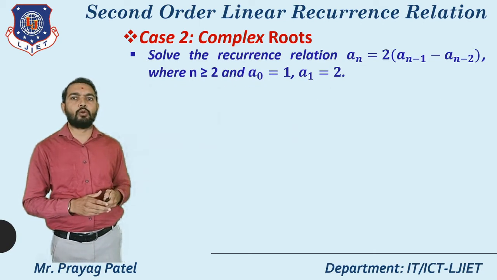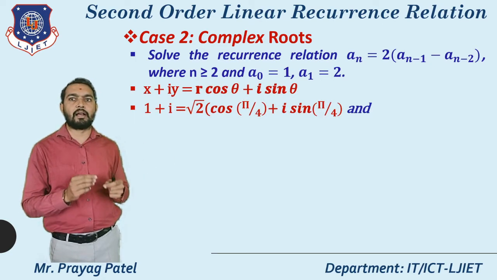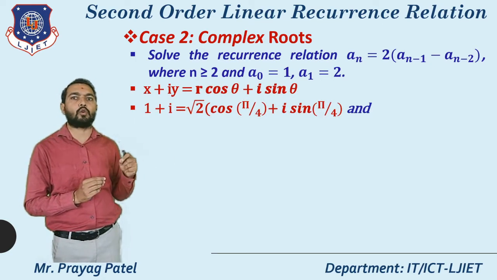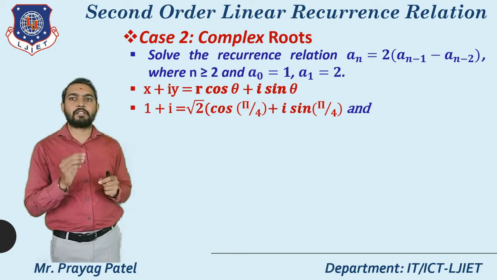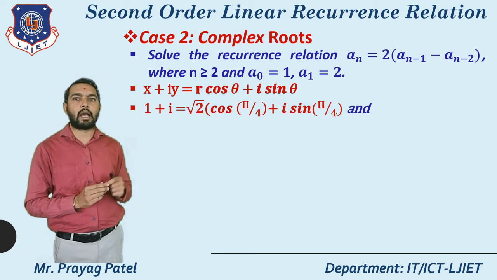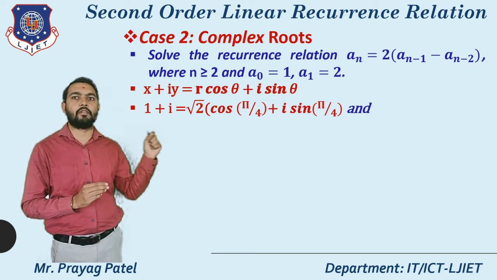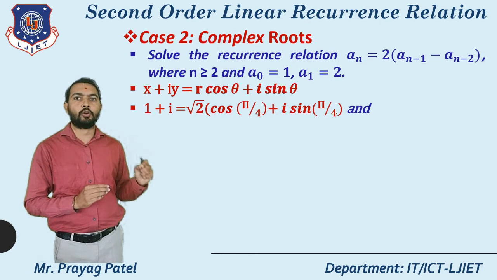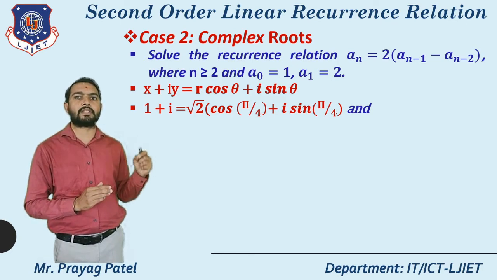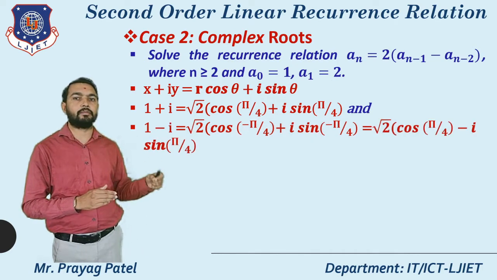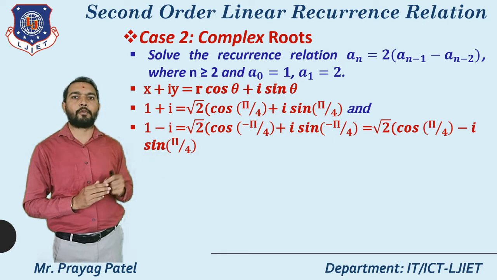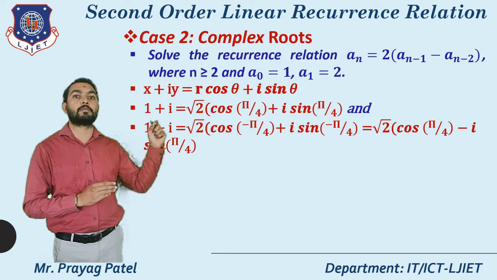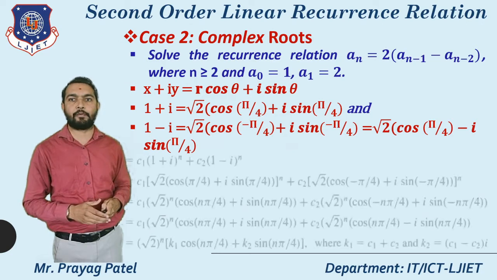Now using this value, we can write x plus iy equal to r (cos theta plus i sin theta). Here our first case is 1 plus i, where r equals root 2. So putting the value r equal to root 2, we get root 2 (cos pi by 4 plus i sin pi by 4). And for 1 minus i, root 2 (cos of minus pi by 4 plus i sin of minus pi by 4) is equal to root 2 (cos pi by 4 minus i sin pi by 4).